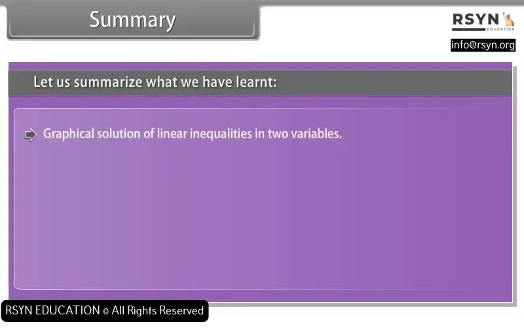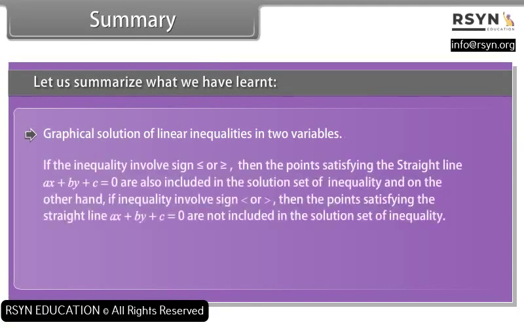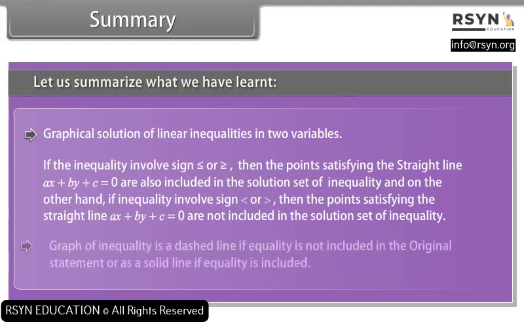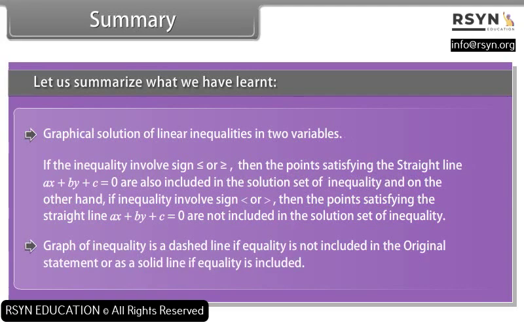Graphical solution of linear inequalities in two variables. If the inequality involves the sign less than or equal or greater than or equal, then the points satisfying the straight line ax + by + c = 0 are also included in the solution set of the inequality. On the other hand, if the inequality involves the sign less than or greater than, then the points satisfying the straight line ax + by + c = 0 are not included in the solution set. The graph of an inequality is a dashed line if equality is not included in the original statement, or a solid line if equality is included.